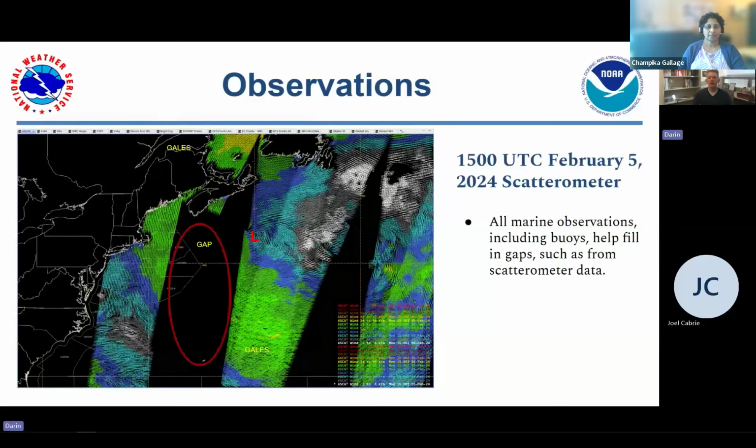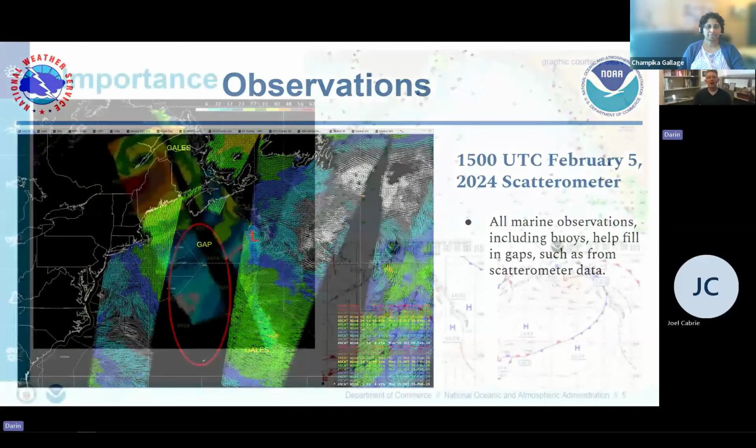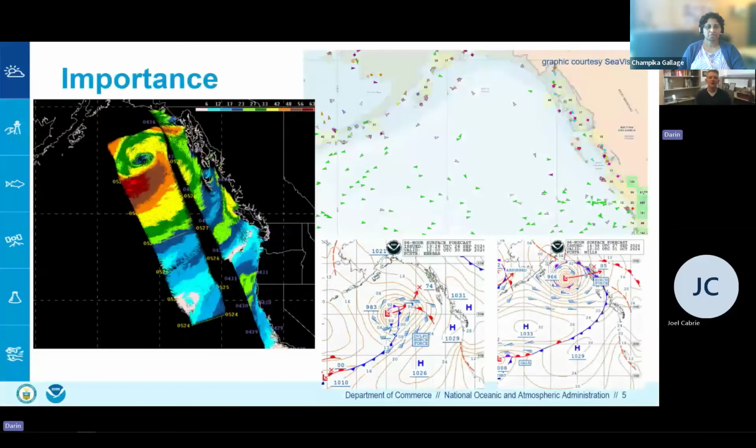So observations definitely can fill in the gaps. And here's an example of how some of the observations that we get can be really, really important, with a really big benefit to our forecasts and then the decisions that mariners make out over the open ocean. With the observations that we get, they all go into the computer models.